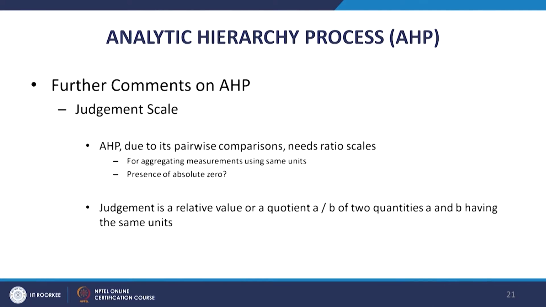For that purpose we need ratio scales, because if we happen to use an interval scale and the unit is changed, then that can impact the result. So, therefore, ratio scales are preferred. Now, in terms of judgment, this is a relative value or a quotient, A divided by B, of two quantities A and B having the same units.